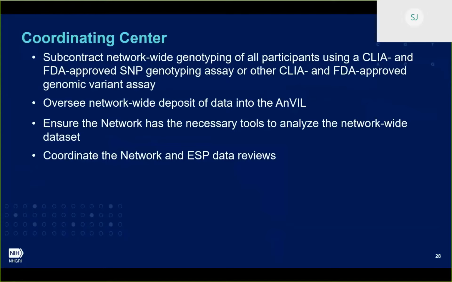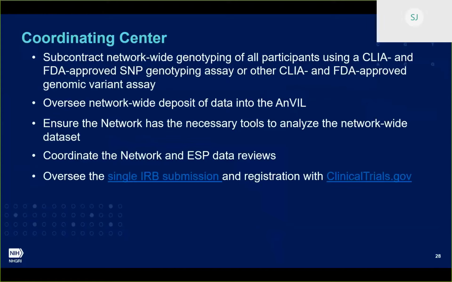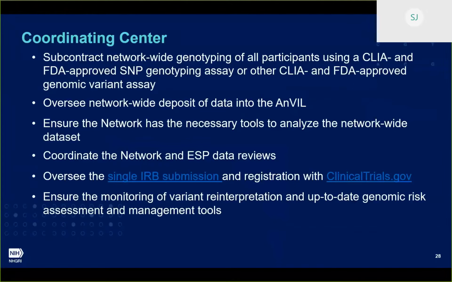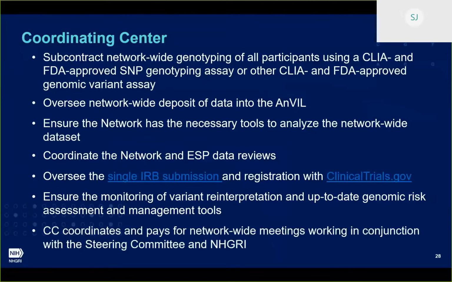They'll need to coordinate with the network, NESP, periodic data reviews, and they'll oversee the single IRB submission and also registration with clinicaltrials.gov. They'll also need to ensure the monitoring of variant interpretation and up-to-date genomic risk assessments in case these change over time, depending on reclassification. In addition, they'll be responsible for ensuring that the network keeps up-to-date management tools. And again, the coordinating center, as they currently are, is responsible for paying and coordinating all network-wide meetings in conjunction with the steering committee and NHGRI.